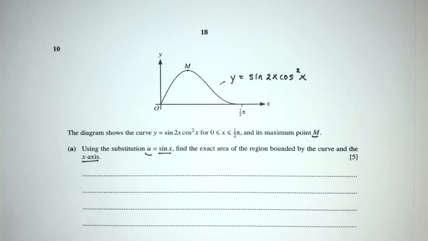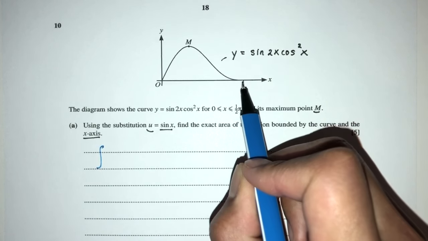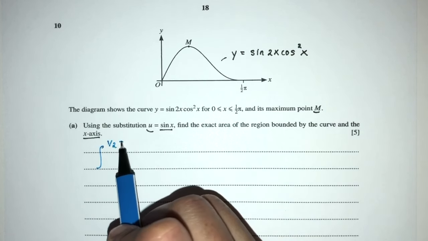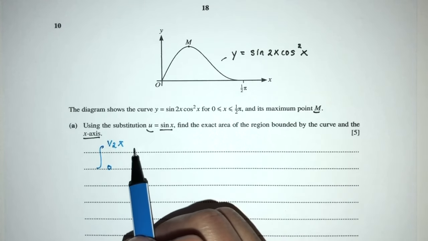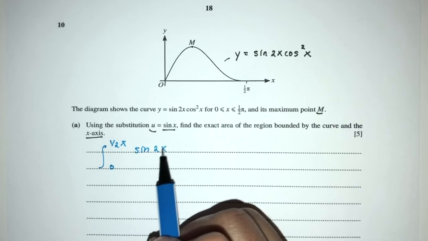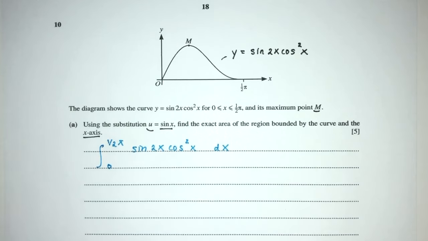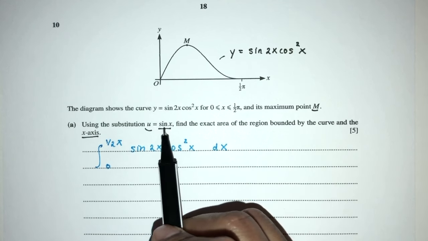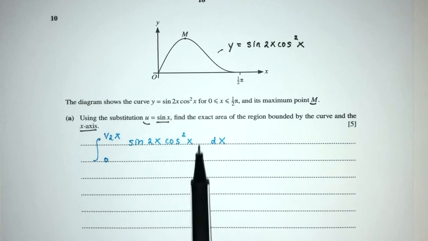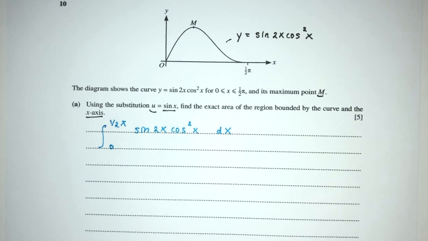Now, one thing we know: how do we find the area? We find the area by using integration. The limits are half pi and 0. And we have to integrate the curve, which is sine 2x cos squared x dx. Because, as you can see, the question has already helped us, we have to use u equal to sine x. So let's see how we can convert this whole thing in terms of sine x.